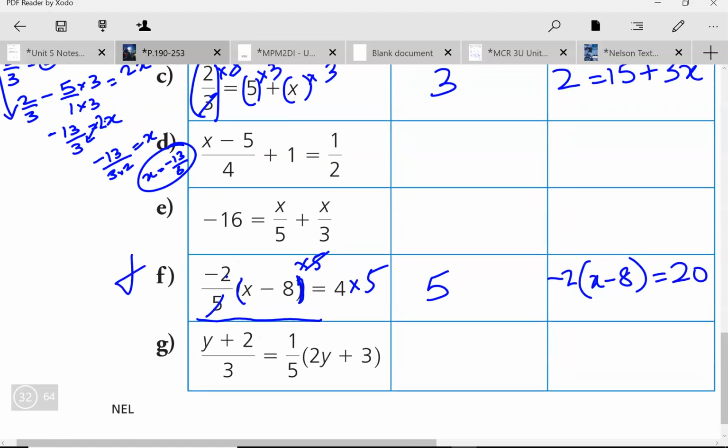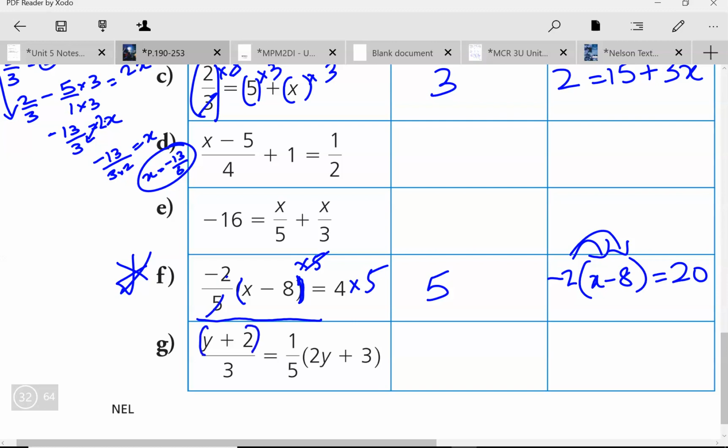Put a star beside this one. Very important to know how to solve this question properly. And you have to use distributive property now to get negative 2 plus 16. So x equals negative 2, I think, is your answer. But yeah, be careful about that question.